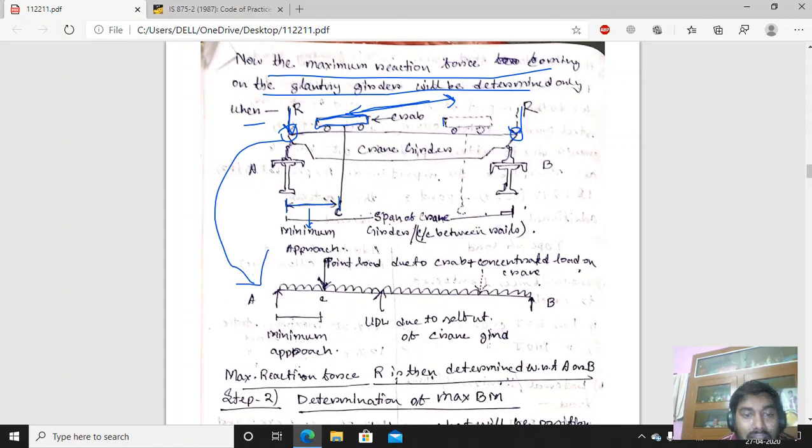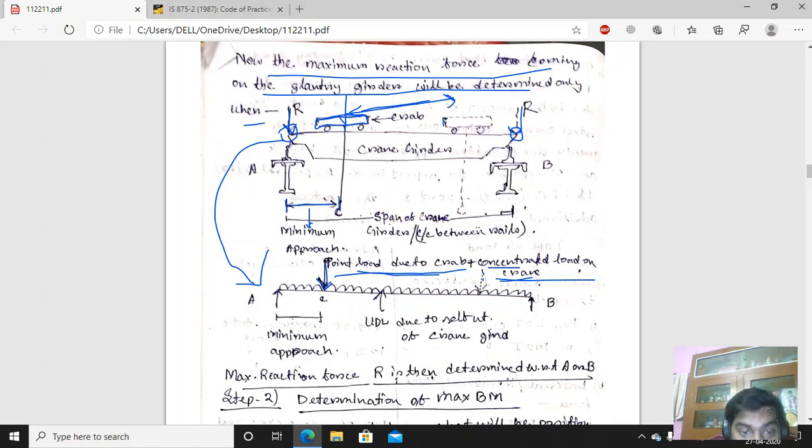You can see in the loading pattern, due to the crab load, it acts as a concentrated force. It has been said that there is a point load due to the crab plus concentrated load on the crane, if the crab is placed here. Similarly, vice versa, if the crab is placed here, that load is to be placed here. So only one position we have to consider where the load will be placed. So this is the point load due to the crab plus concentrated load on the crane.